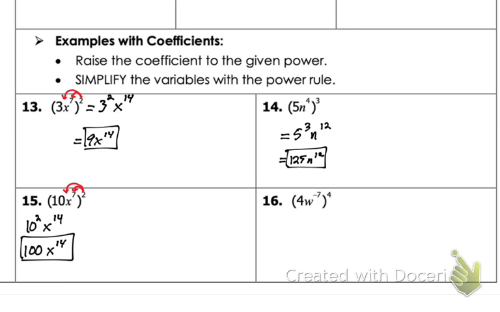Okay. All right. Remember, this 4 affects everything. So we're going to have 4 to the 4th and w to the negative 7 times 4, which would be negative 28. It's not finished because we can do 4 to the 4th, which is 256. w to the negative 28 still isn't finished because we have a negative. So we throw that to the bottom. And we have 256 divided by w to the 28th.